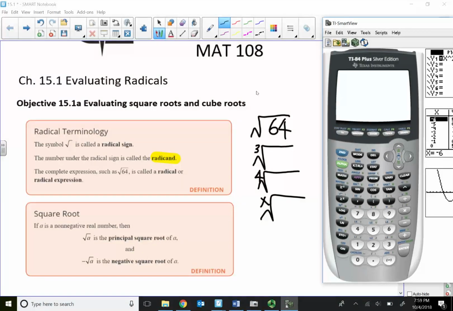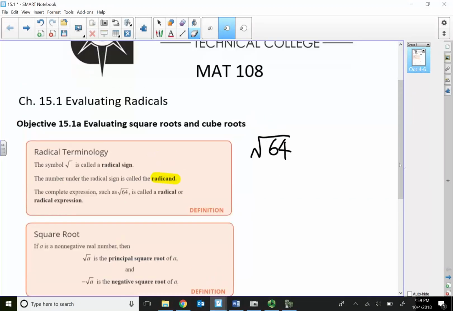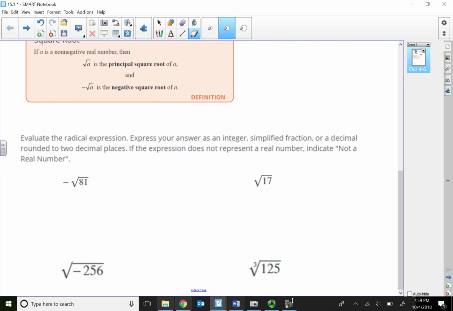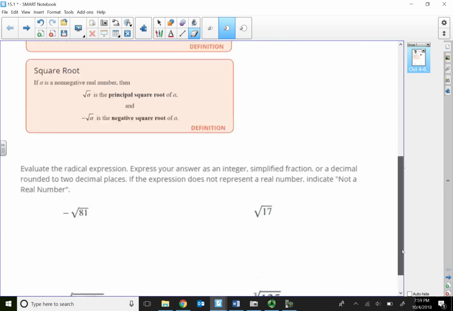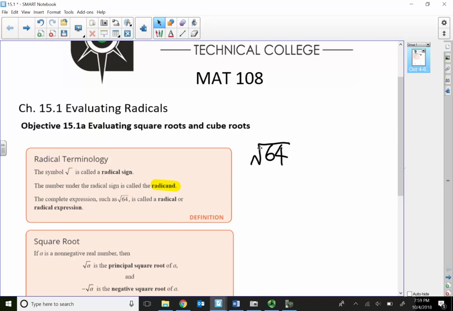Let me explain a couple of other things real quick before I go to the square root property. This is a very important concept for the next lecture video, on how we actually evaluate square roots. In this video, we're just going to simply enter these numbers in the calculator. Before we do that, let me explain a couple of things. Why is the square root of 64 equal to 8?